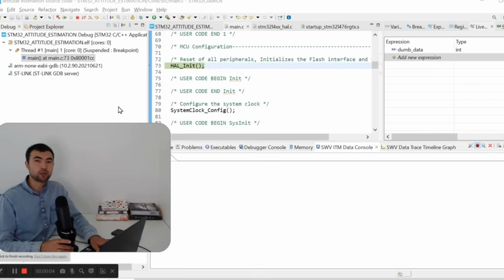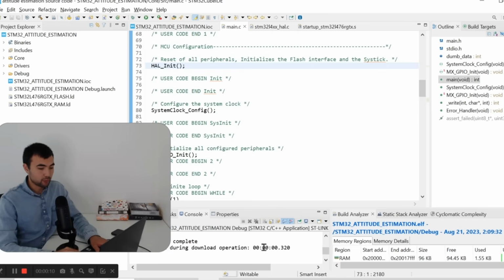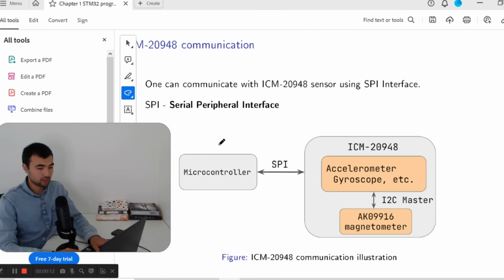Serial wire viewer is ready and we can start actual coding. And to do that, first let's look at this illustration. Okay, so we have a microcontroller, we have the sensor, and to communicate with the sensor we need to use SPI interface. SPI stands for Serial Peripheral Interface.